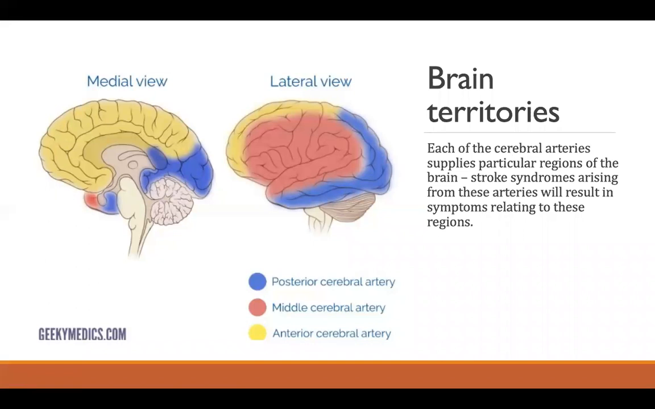About 2/3 of all ischemic strokes happen in the middle cerebral artery territory. And as I said, it can cover a lot of areas. So it can cover frontal, temporal, and parietal lobe. So it can be quite devastating.